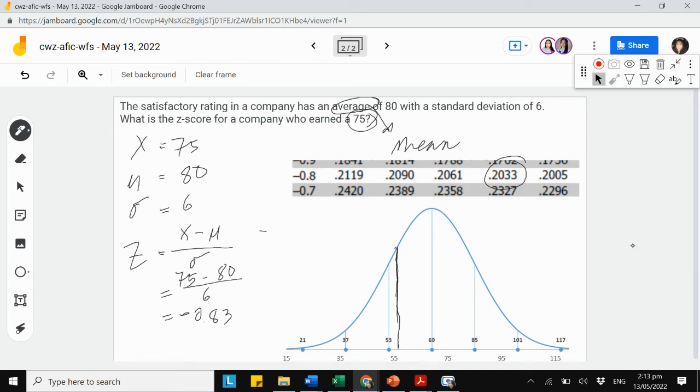So, let's imagine that this is a straight line. And then, ito yung ngayon magiging shading niya. Okay? So, this is now the area of probability for a z-score which is negative 0.83. Okay? So, yan po yung kanyang chart.